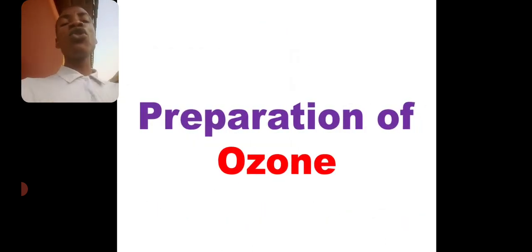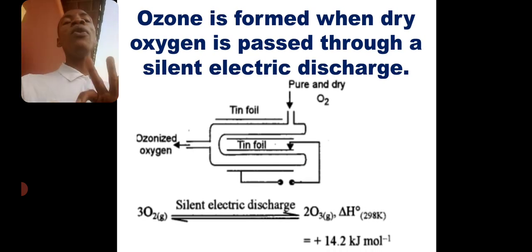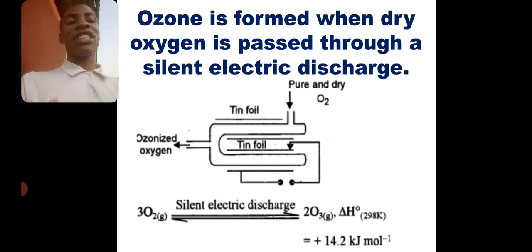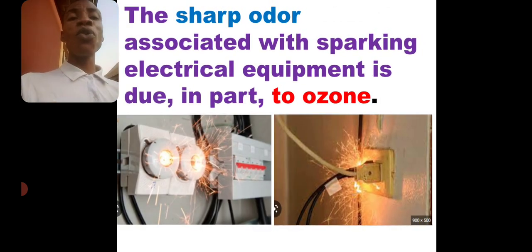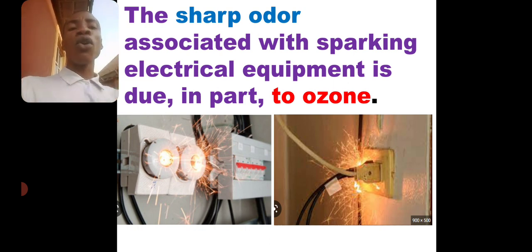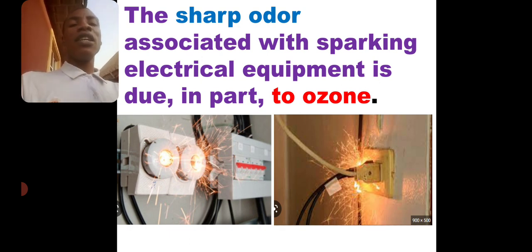How do you prepare ozone? Ozone is prepared by passing dry oxygen through a silent electric discharge, and the reaction is reversible, so it must be silent to prevent the decomposition of that ozone back to oxygen. The sharp odor, the shocking smell that you normally perceive around sparking electrical equipment, is due to ozone. So ozone is normally the compound that causes that sharp odor that you observe during electric spark.